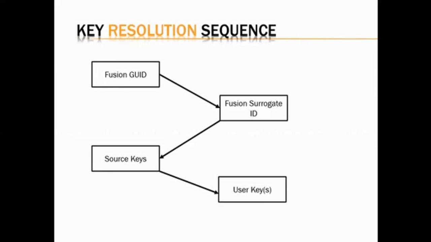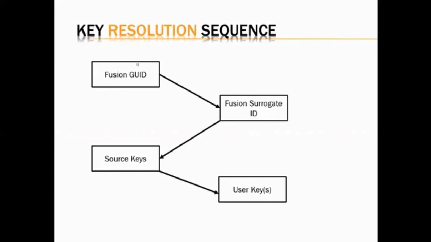For example, if it is a job, it will have a combination of user keys, right? It will have the job code, set code, and effective start date. The combination of these three columns will be considered as a user key to uniquely identify the job or business object.